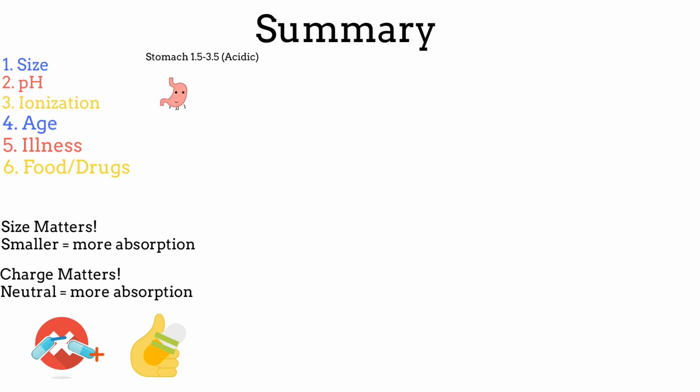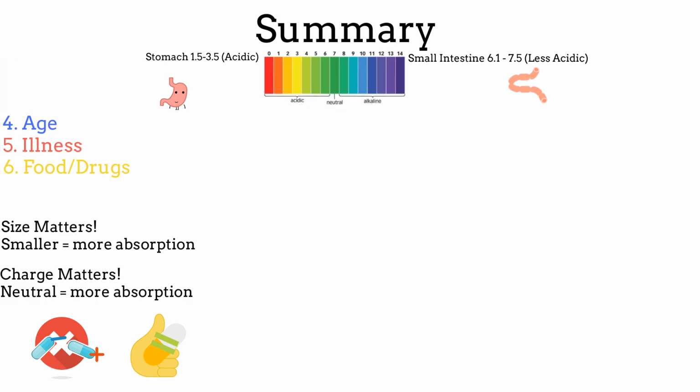The stomach has a lower pH, meaning it's more acidic of an environment. Acidic drugs are going to be absorbed more readily in this area. The small intestine, while still somewhat acidic, is less acidic than that of the stomach. So drugs that are more basic will be absorbed in the small intestine.